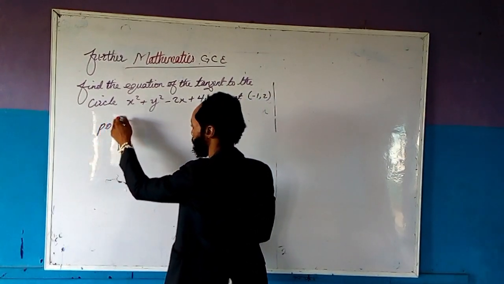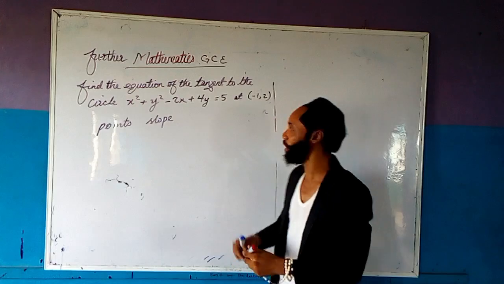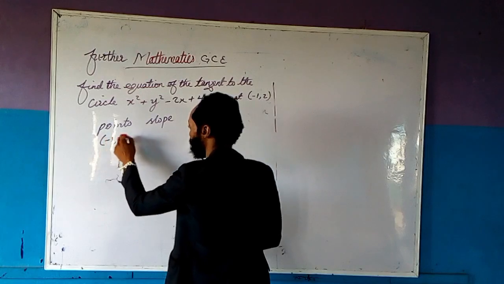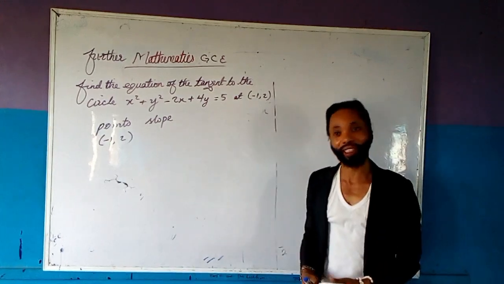The point and slope. Now you'll be given the point already. You have your x, negative 1, your y, 2. You need to get the slope. Slope is also seen as a gradient.